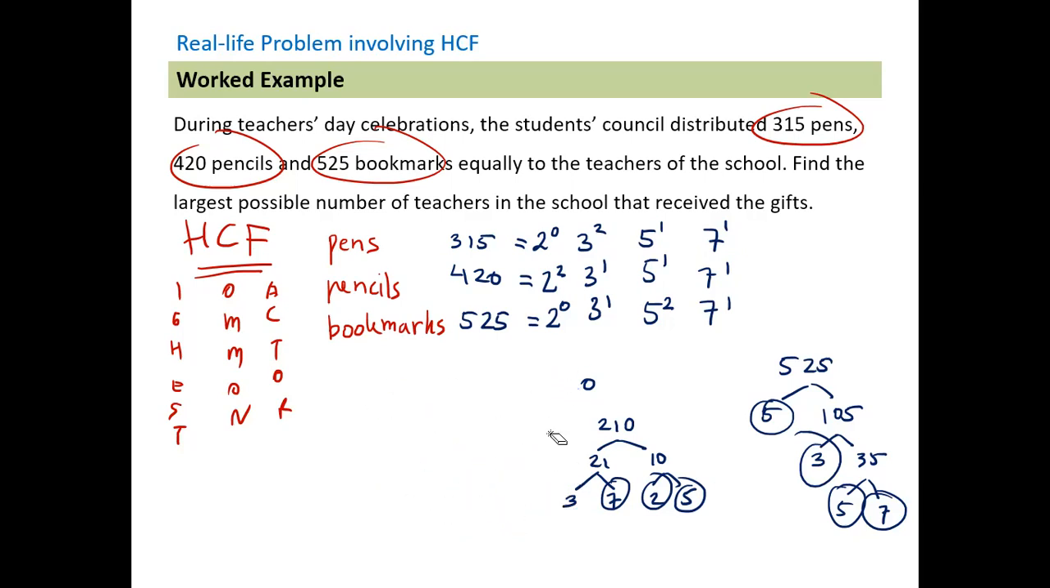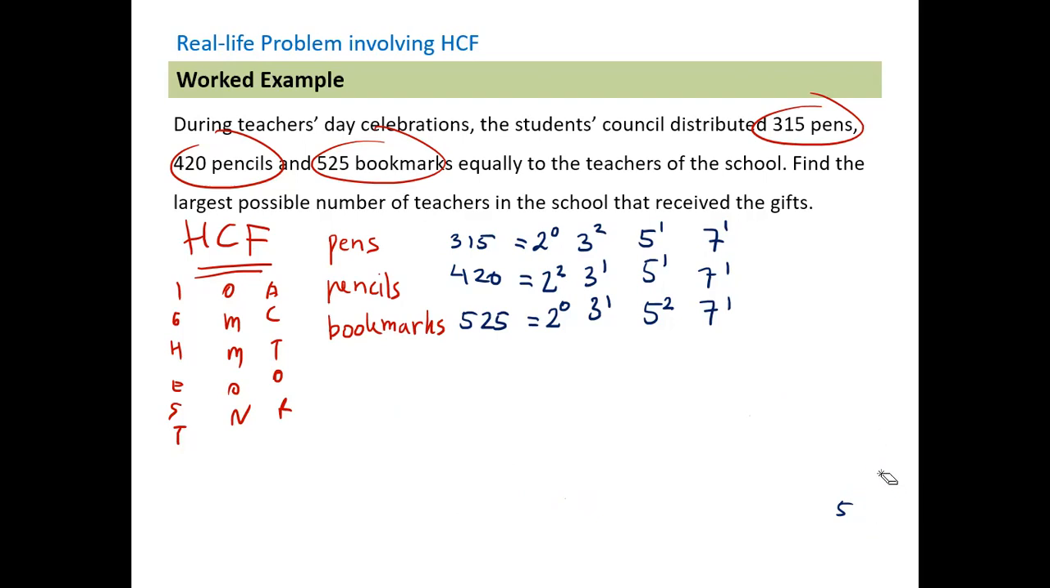Yes, sir. Okay. So every number has the 2, 3, 5, 7. There you go. But I don't understand the 0. Why is there a 0? Oh, 0 means there is no 2 at all. Like, you put 2 power 0, right?